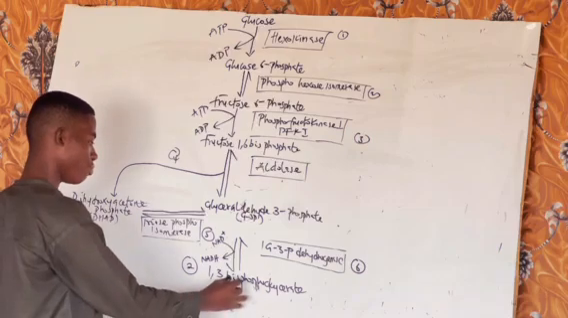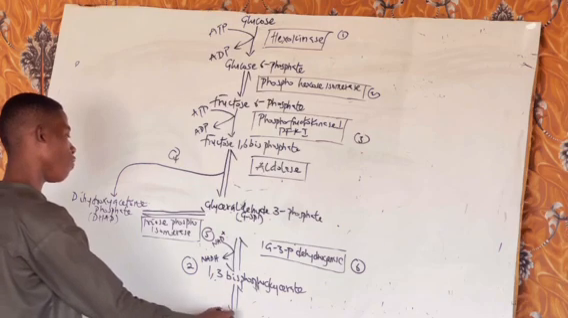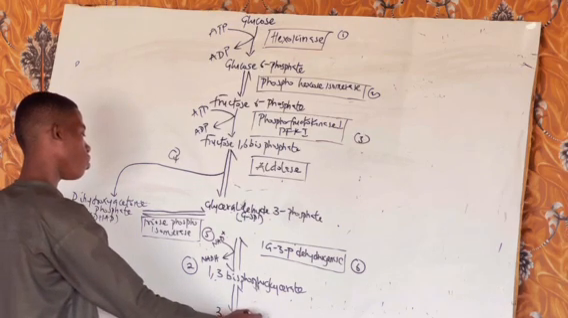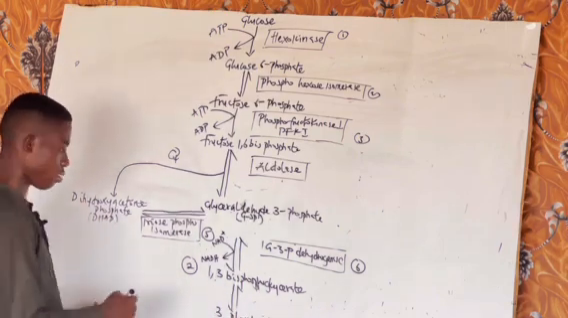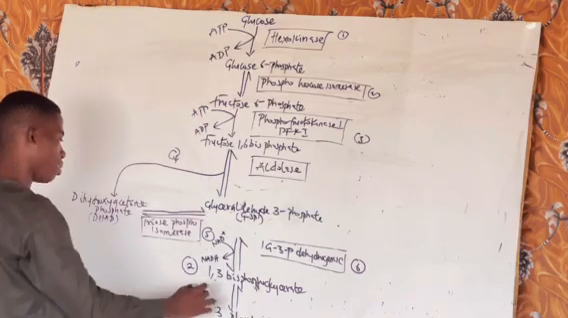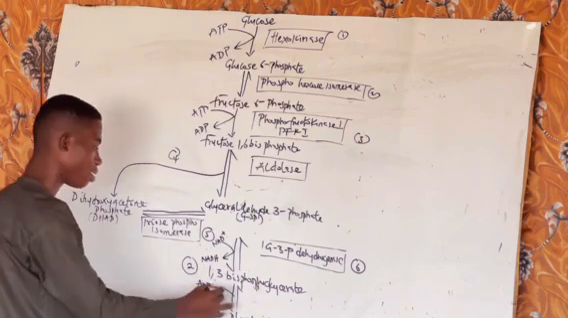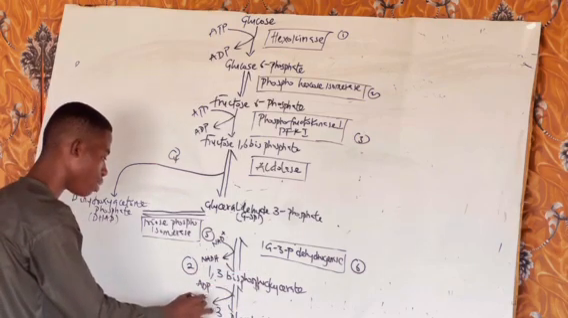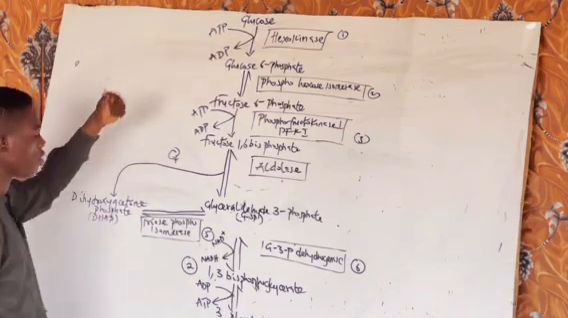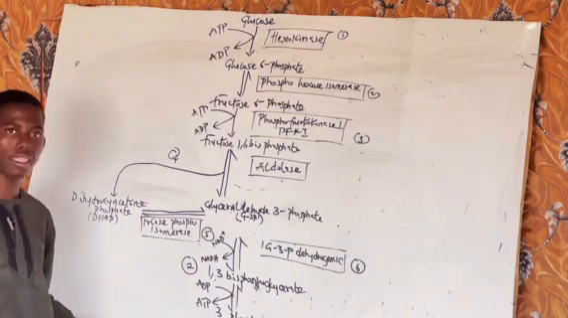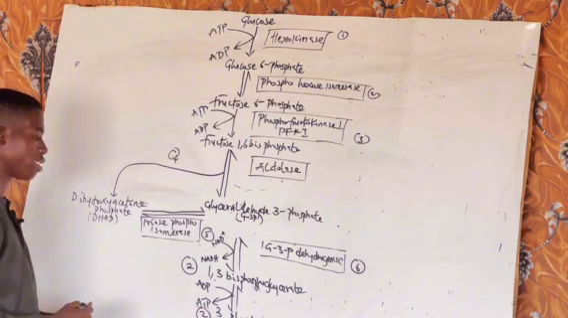Step 7, 1,3-bisphosphoglycerate is converted to 3-phosphoglycerate. So what happened to one of the phosphates? ADP produced in step 1 comes, takes one of the phosphates and is converted to ATP. So in the preparatory phase, ATP is used up, while in the payoff phase, ATP is being produced. So we have 2 molecules of 3-phosphoglycerate produced.